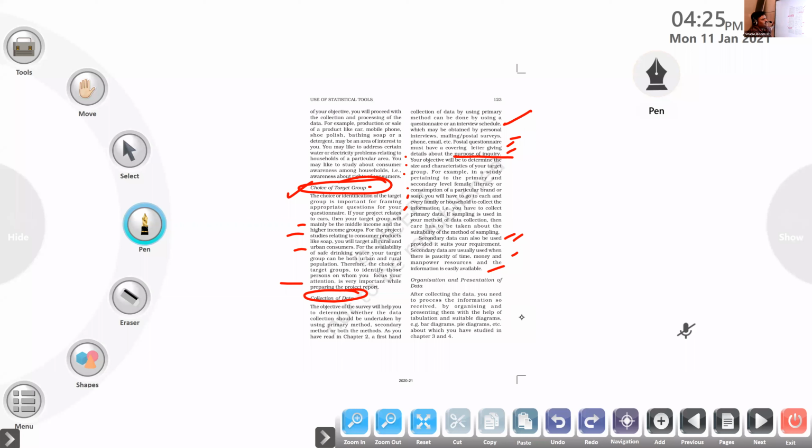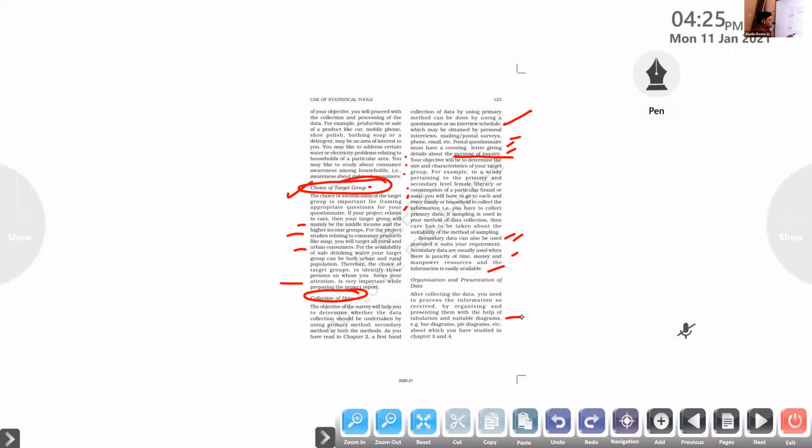We studied that, right? Presentation of data by tabular columns, different diagrams, histograms, bar diagrams, pie diagrams, etc. Less than and more than ogives, right? Different methods we will use to represent that data set, about which you have studied in chapters 3 and 4. Already we studied that.